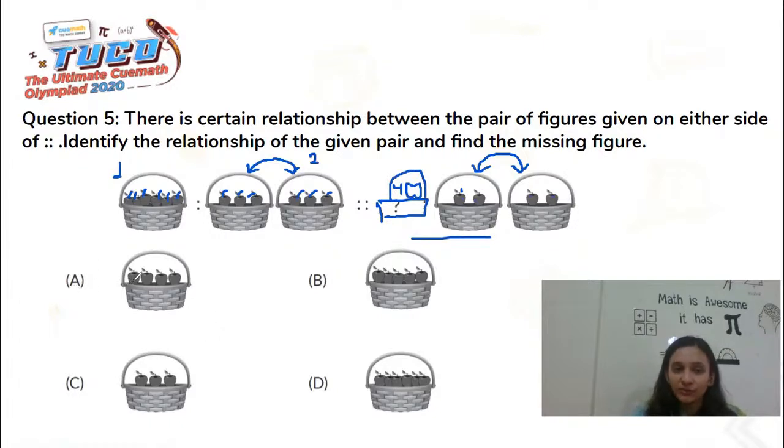So option A has 4: 1, 2, 3, 4. B has more than 4, it has 1, 2, 3, 4, 5. C has 1, 2, 3. D has 1, 2, 3, 4, 5, 6. So the only one with 4 apples in the basket is option A. So that becomes the correct answer to our question.